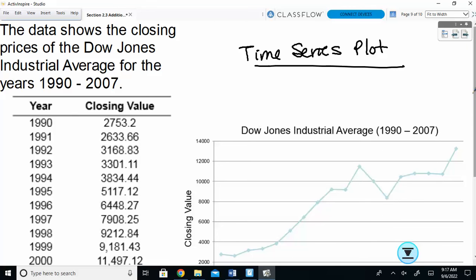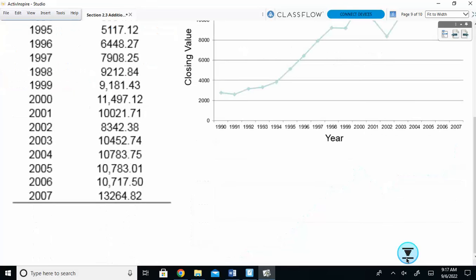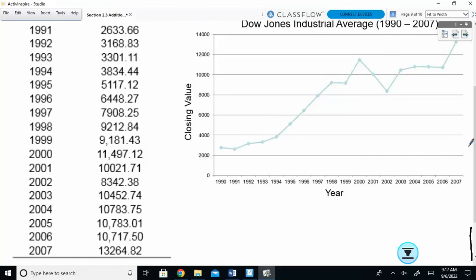So those are pretty straightforward, probably exactly what you would have done if I told you to graph that and I hadn't told you what a time series plot was. You just connect them with a line. Questions for me? Okay. So, a few things.